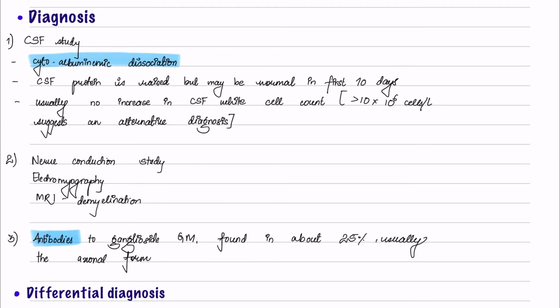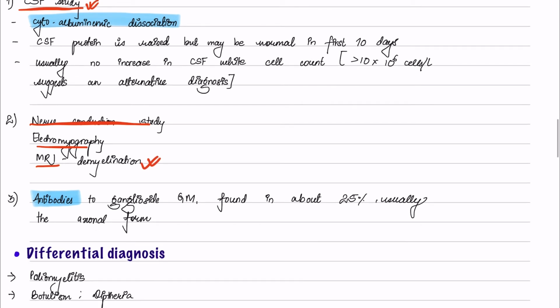Talking about the methods of diagnosis, the diagnosis can be done by CSF study, that is cerebrospinal fluid study, nerve conduction study, electromyography, and MRI. In MRI, we can see demyelination. And in the serum, we can also find antibodies to the ganglioside GM1 in about 25% of the cases, usually in the axonal form.